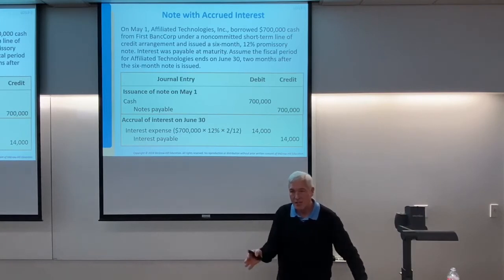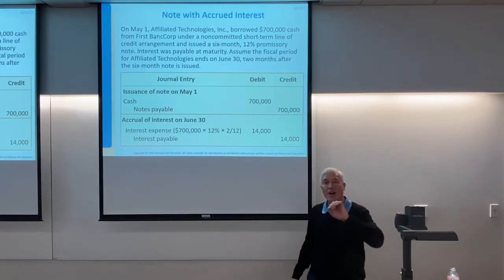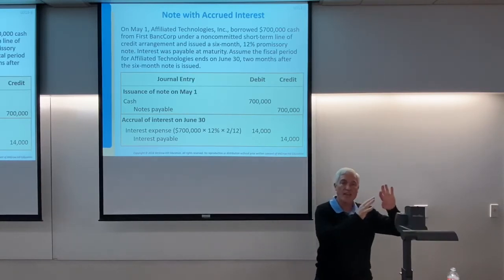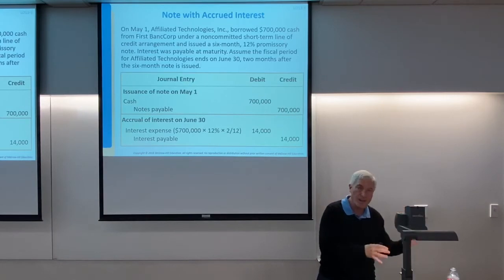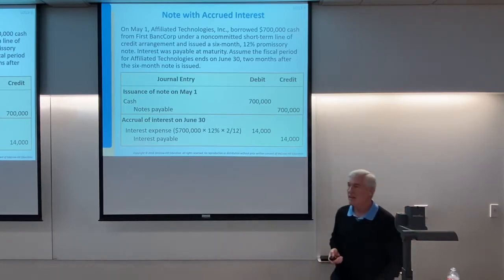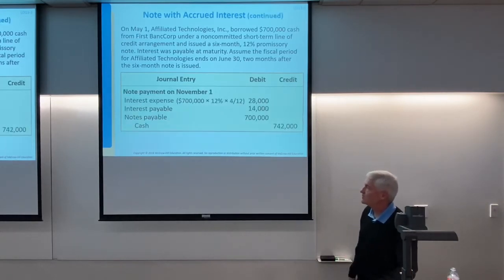So on that balance sheet date, we've got to note our interest payable on the balance sheet in current liabilities, and we've got to note on the income statement our $14,000 of interest expense, because that money was outstanding for those 2 months, even though we will not pay interest until later.